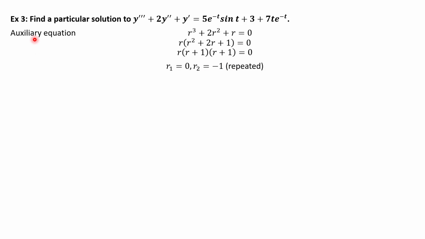Okay, let's start with our auxiliary equation. Pretend this is a homogeneous equation, set this equal to 0, and you have r cubed plus 2r squared plus r equals 0. And then if you factor, you're going to get that one of your roots is 0, and the other one is -1, but it's repeated. You want to make sure you remember it's repeated because that helps you choose which case you have out of your 5 cases.